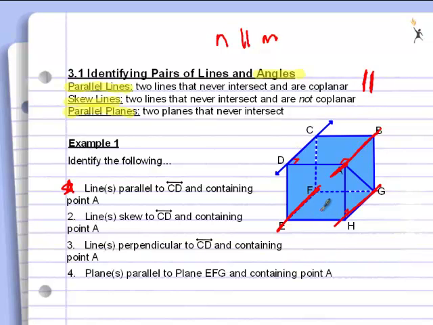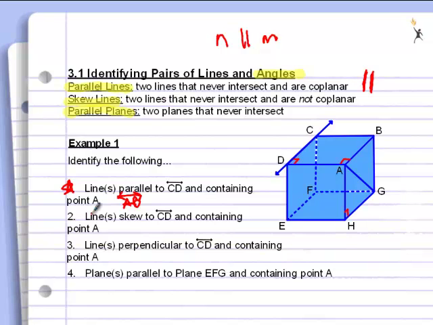Are there any more that are parallel to CD, meaning they go off in the same direction? I don't see any. So, I have three options. The problem wants me to find a line parallel to CD and containing point A. If this is point A, there's only one line that is parallel to CD and contains point A, and that is line AB. Let's just erase all that so it doesn't bother us on our next problem.